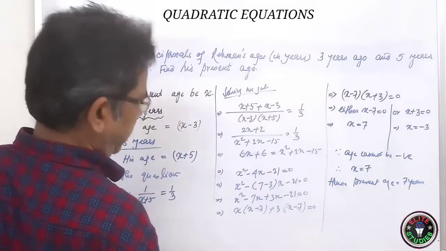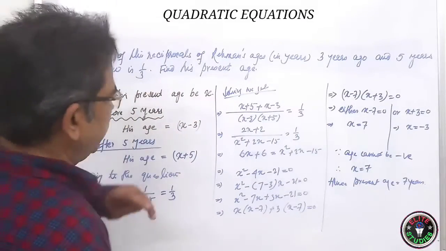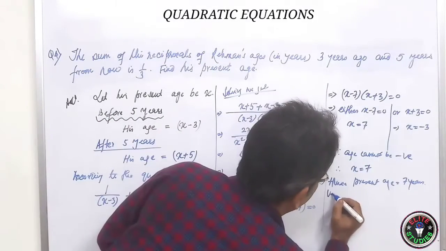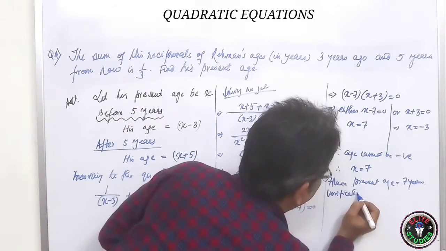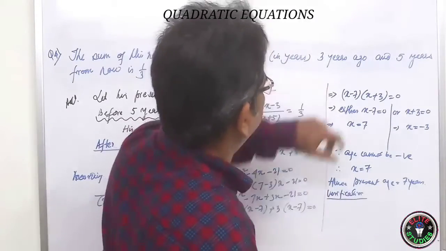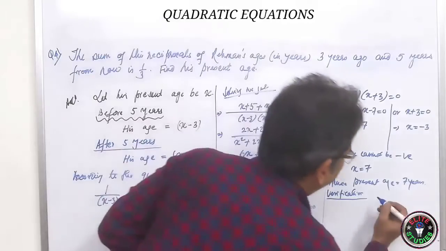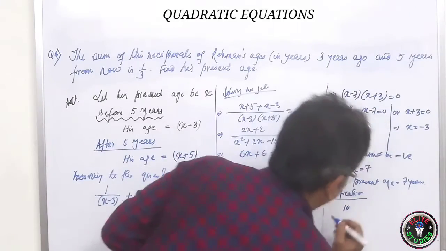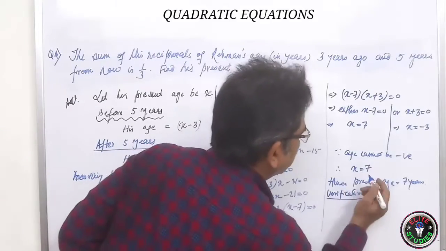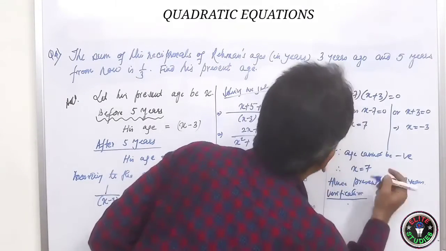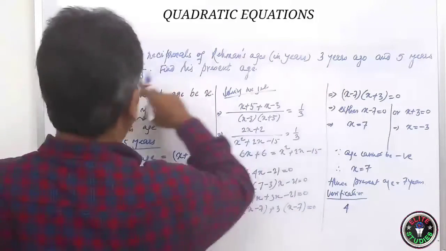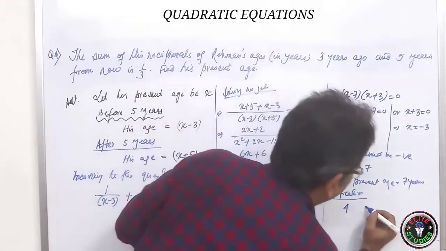Now verification. If you want to verify, you can easily verify. Present age is 7, after 3 years he will be 10 years, and before 3 years he was 7 minus 3, 4 years, and after 5 years he will be 7 plus 5, 12 years.